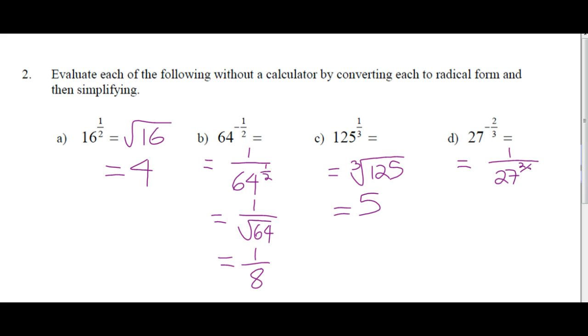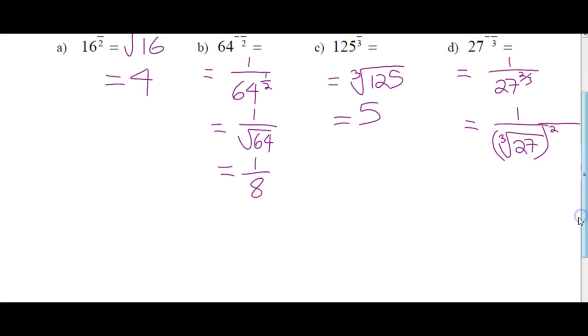1 over 27 to the positive 2/3. What root is it? So it's a cube root of 27. Now, it's easier to do the cube root of 27 and then square that, right? So you can do the squared on the outside, or you can put the squared on the 27, and if you're using a calculator, which you can always use, it's not going to make any big difference. But what's the cube root of 27? 3. So this is 1 over 3 squared, which is 1 over 9.